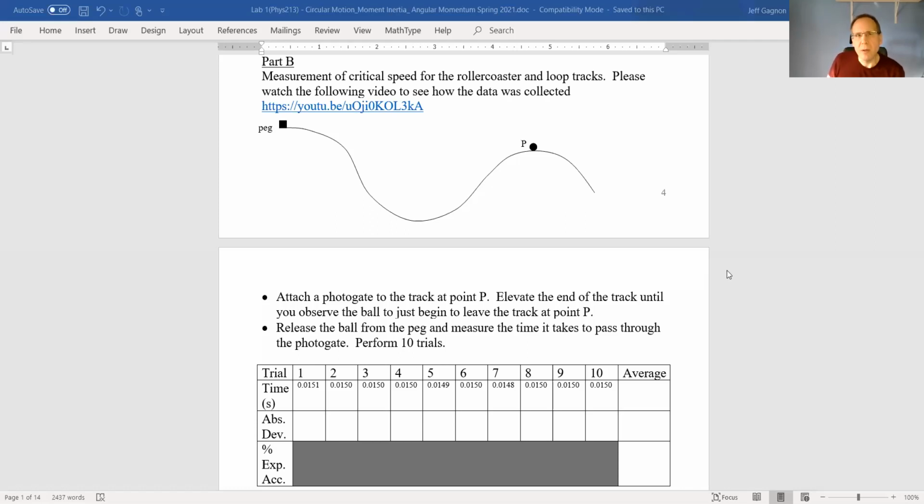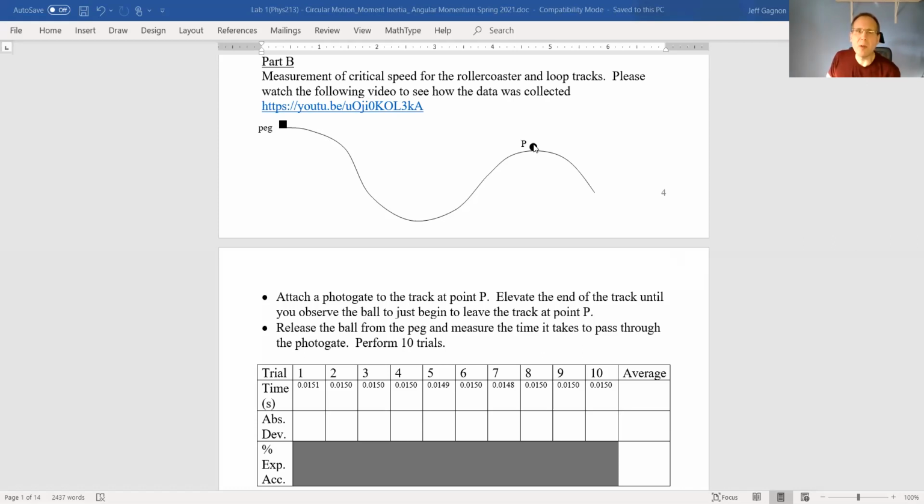Okay, so next, part B. This is the roller coaster track and the loop track part. Again, I recorded a short video showing how I collected the data, so you want to make sure you watch that video. That's really important to watch. Basically the ball starts at the peg here and rolls down. I have it set up so it's just ready to leave the surface right at point P, and there's a photo gate set up right at point P.